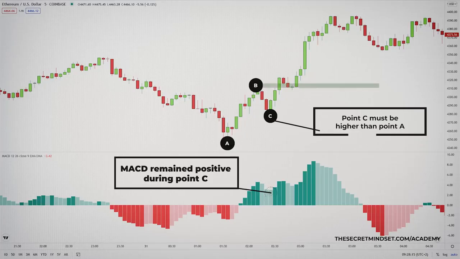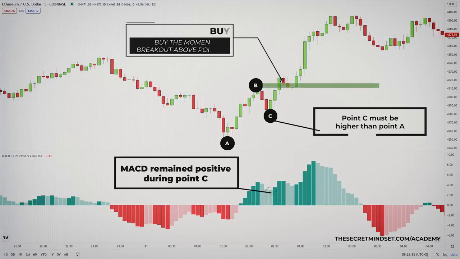B. As MACD didn't go below the zero level, it's positive momentum. And when price breaks point B, then we can safely enter the trade, taking advantage of the upward momentum.